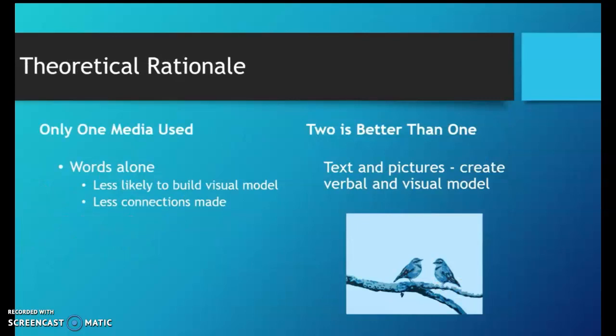And the theoretical rationale: when only one medium is used, if it's just words alone, a learner is less likely to build a visual model. And also, it's less likely for connections to be made to enhance the learning. Whereas two is better than one. If you have both text and pictures, the learner creates a verbal and a visual model.